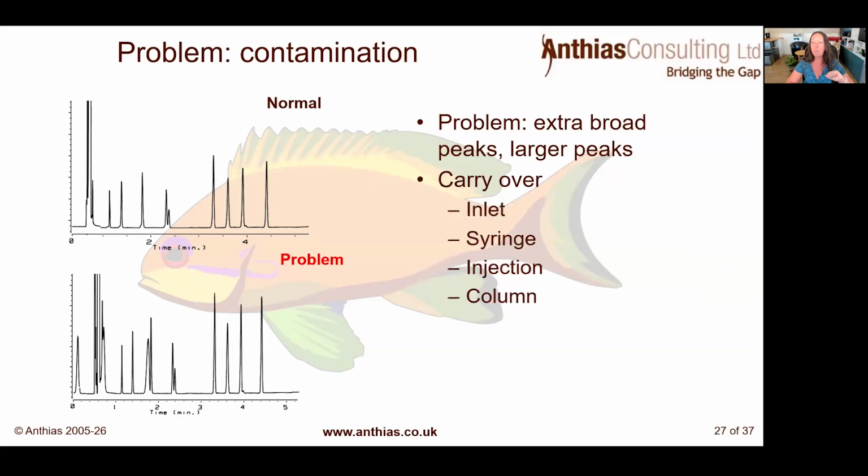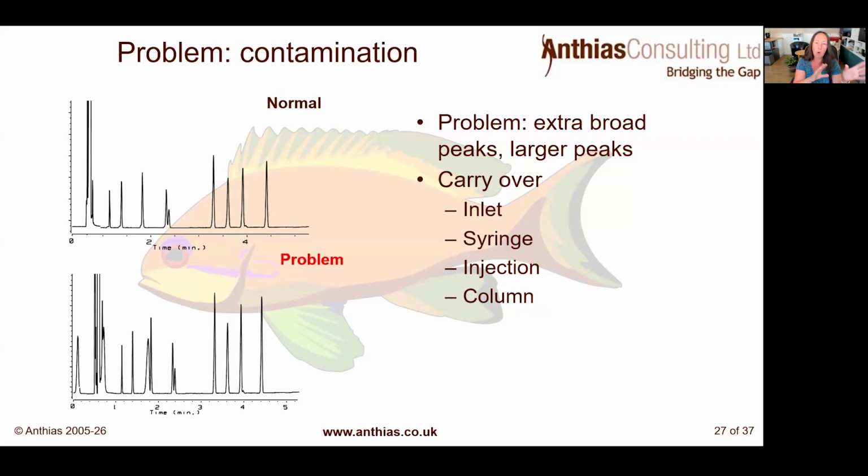Because it's coming out in the void time, it must normally be carryover from a previous injection. So it could be the inlet gradually bleeding out from around the outside of the column, getting onto that column, and it could come out a bit early. But also it's a very slow process, hence it's very, very broad because it's suffering a lot from longitudinal diffusion.